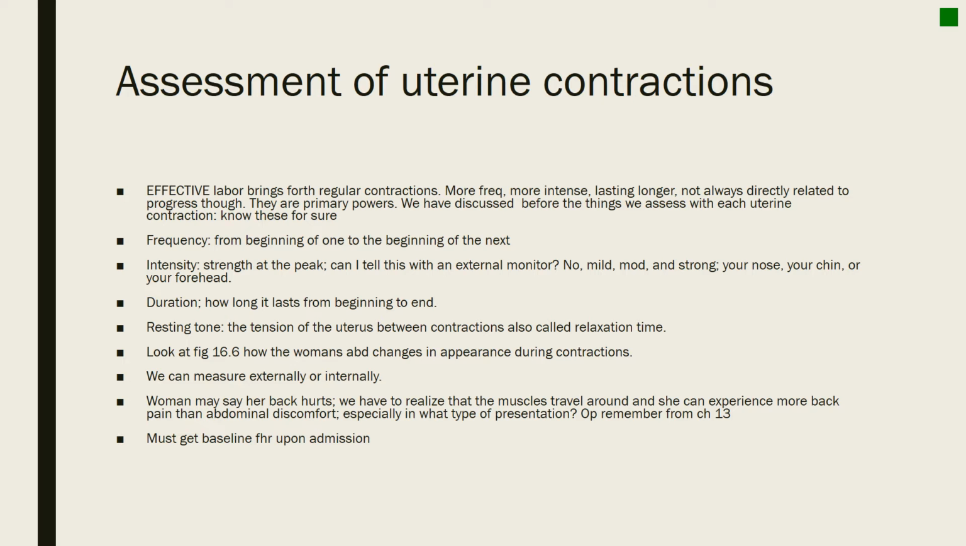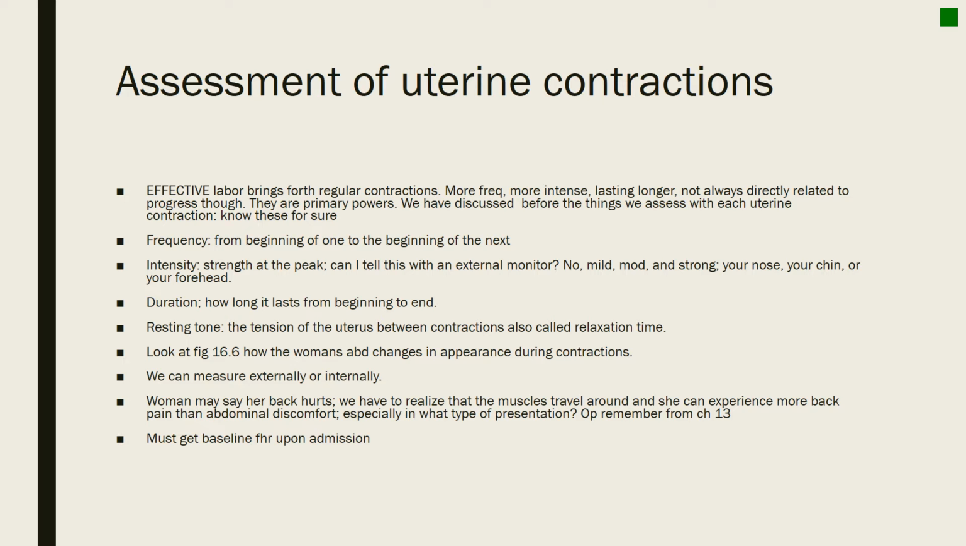What I need you to know is when we do assess contractions during labor and delivery, we have to assess frequency, from the beginning of one to the beginning of the next. Intensity, which is the strength. If it's an external monitor, all I can tell you is that it's mild, moderate, or strong. The duration is how long it lasts from beginning to end. The resting tone, the tension of the uterus between contractions, we call it the relaxation time. Figure 16.6 shows how the abdomen changes in appearance during contractions. And we can measure these externally or internally.